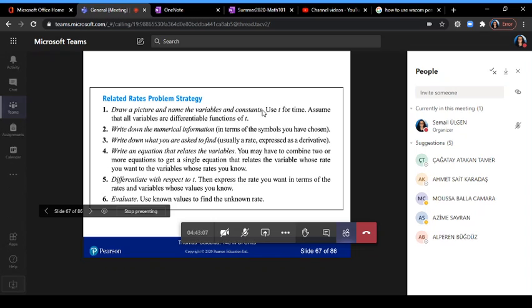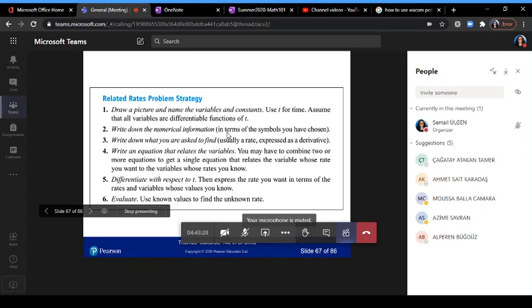Let's read this carefully. Draw a picture and name the variables and constants. Yeah, drawing the picture is the most important thing, half of the problem solution. And then use t for time. Assume that all variables are differentiable functions of t. Write down the numerical information. Yeah, what's the numerical information that's given?